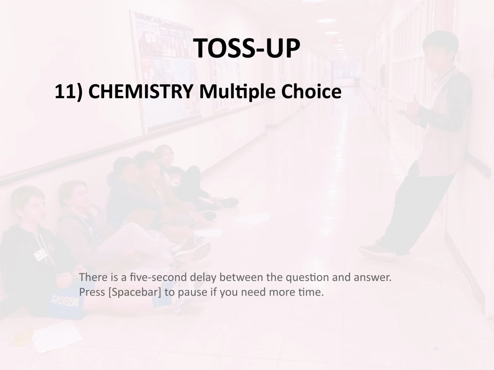Toss-up 11. Chemistry. Multiple choice. The most accurate Lewis structure of phosphoric acid has 1 hydrogen atom bonded directly to the central phosphorus atom and 2 bonded to oxygen atoms. Given this information, which of the following terms best describes how phosphoric acid actually behaves in water? W. Monoprotic. X. Diprotic. Y. Triprotic. Z. Amphiprotic.